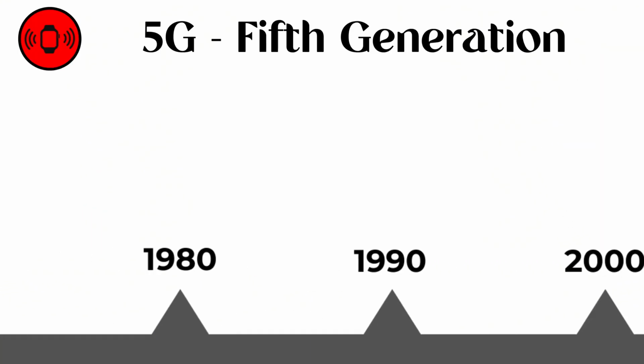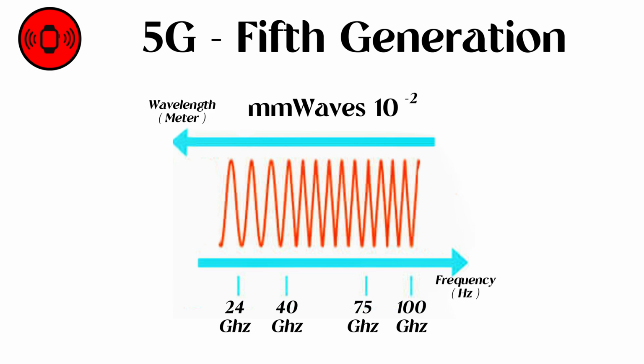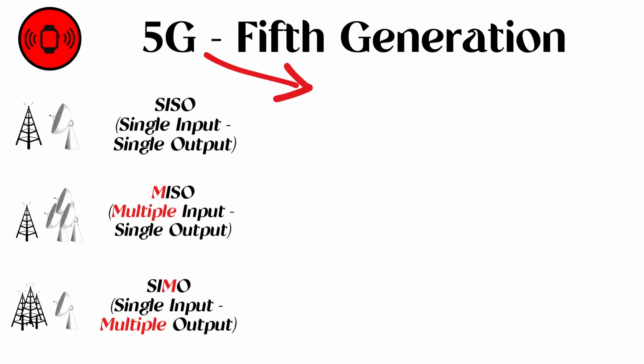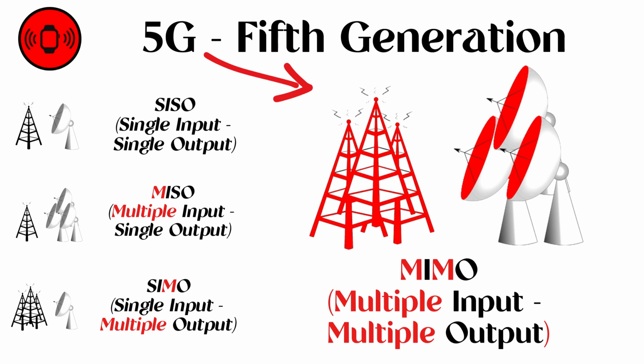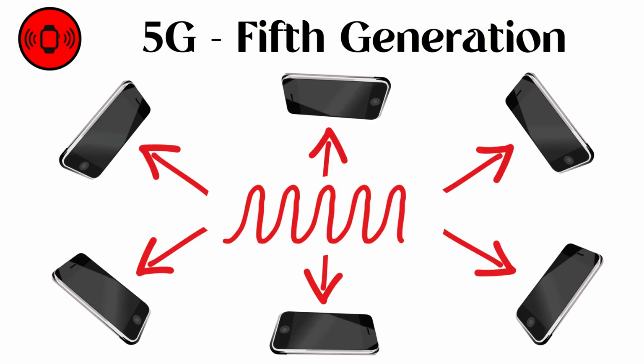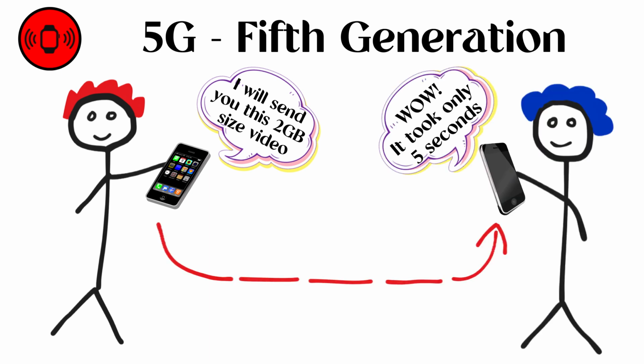5G. In the late 2010s, with 5G, the biggest technological shift is the use of millimeter wave frequencies and sub-6 GHz spectrum for ultrafast data transfer. 5G also introduces massive MIMO, which stands for multiple input and multiple output technology, which allows for the simultaneous transmission of data to multiple devices over the same frequency. This dramatically increases the capacity and speed of the network.